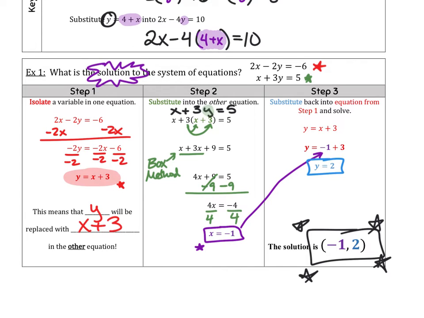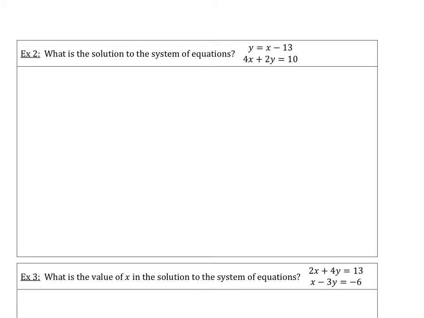Let's do another practice problem on the back. Okay, now this one doesn't have the steps listed there for you, but we got this. It is, again, asking me for the whole solution, so I know I'm looking for a coordinate pair. But do you notice that this is already my red equation and that it's already solved for y? Sweet. All I need to do is take that red equation and plug it into this other equation.